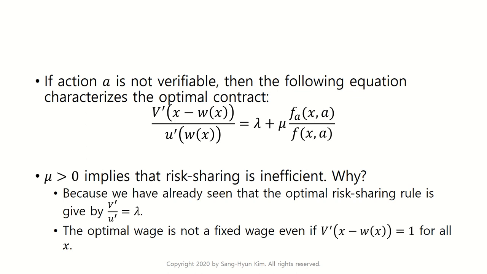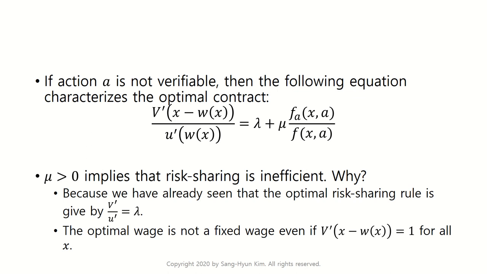So why do we have this mu? Let's look at the bottom bullet point. The optimal wage is not a fixed wage even if v prime equals 1. What that means is, even in the case that the principal is risk neutral, a fixed wage is not optimal.